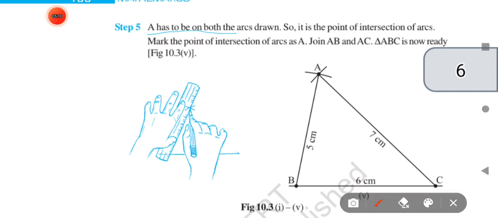With the arc drawn, it is a point of intersection of arcs. Mark the point of intersection of arcs as A. Join AB and AC. ABC now is ready.